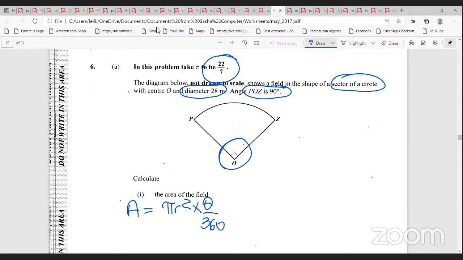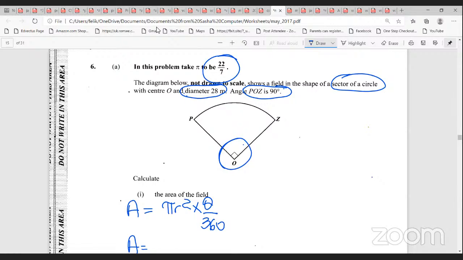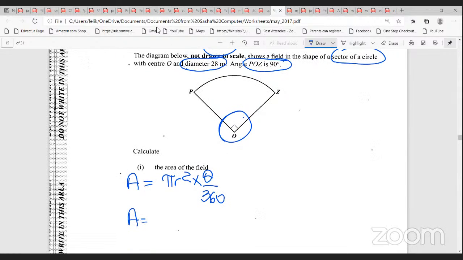And theta would be the angle. In this case, it's 90 degrees. All right. So if it was half of a circle, it would still write theta over 360, but theta in that case would have been 180. If it was 60 degrees, we'd put 60 over 360. So whatever the angle is, we're going to put it over 360. So we'll go ahead and we'll fill in the information that we know. What value are we using for pi? 22/7. Good.